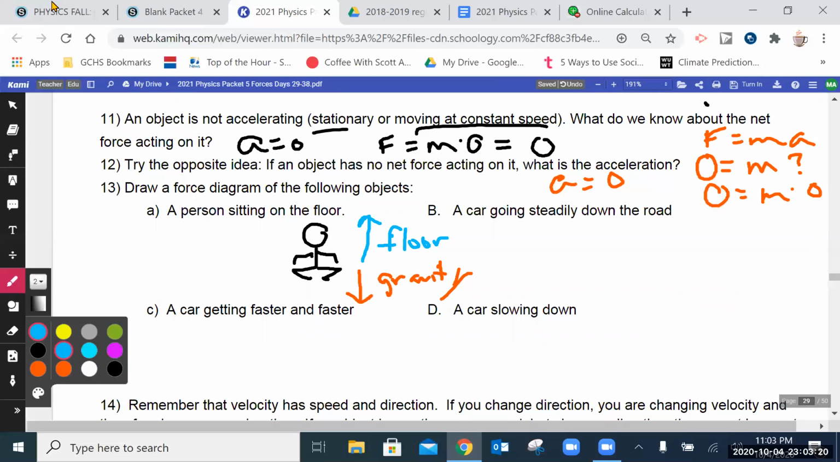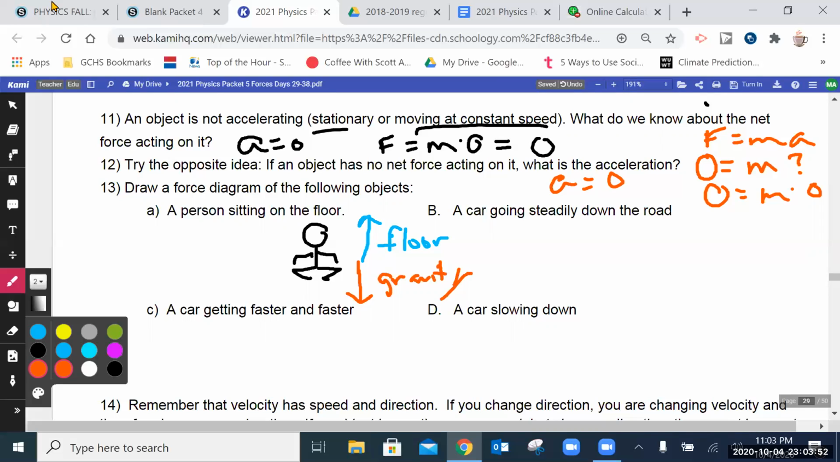So there are forces acting on the person, but since they're just sitting there, they are not accelerating upwards or downwards or left or right or forward or back. That must mean that these two forces are equal and opposite. They cancel out. And so I draw the two arrows to be exactly the same length. That means that they are the same strength. And since they're in opposite directions, they will cancel out.